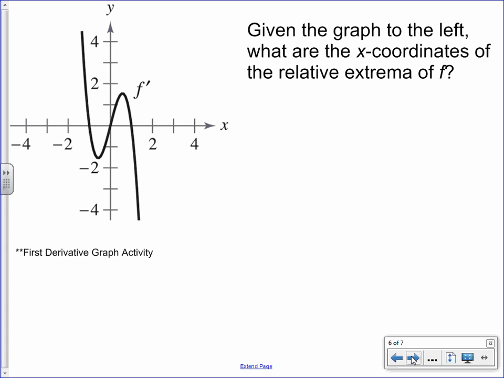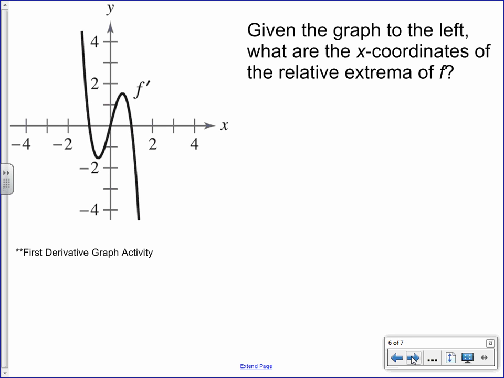Okay. Here is the graph of a derivative, which is kind of what we started out class with, right? Now we're going to look at a derivative graph, and I want to know where the relative extrema are, just the x-coordinates, because we don't have any way of knowing the y-coordinates. Zach, you have something you would like to say? Is it at negative 1, 0, and 1? No, it's negative.